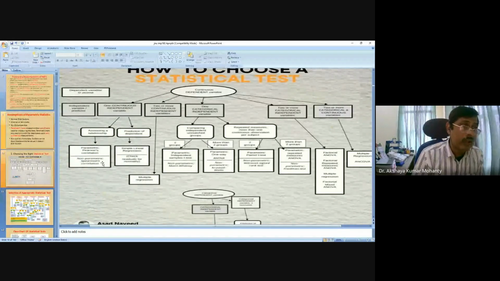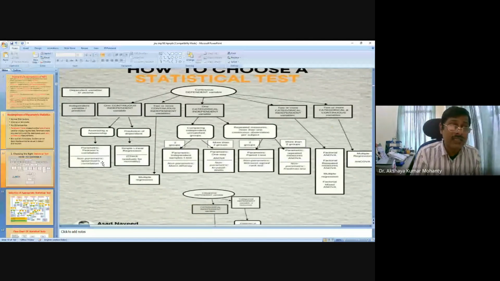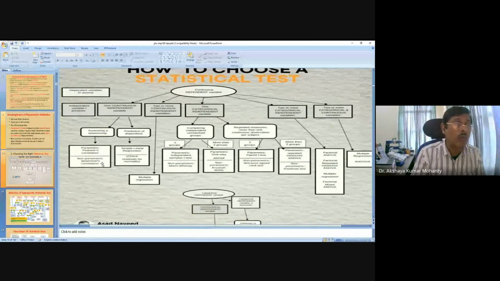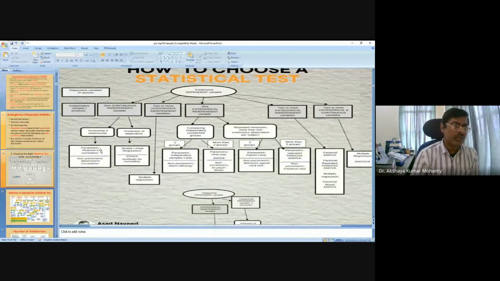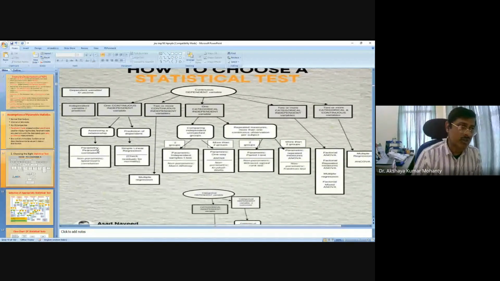Now if our data is in the form of the non-parametric approach, what will we do? We have to go for the Spearman's rank correlation test. It is also correlation. Correlation will show you the assessment, and from that assessment, there are two types of correlation approaches. One is the parametric approach and another is the non-parametric approach, and this is the rank approach.